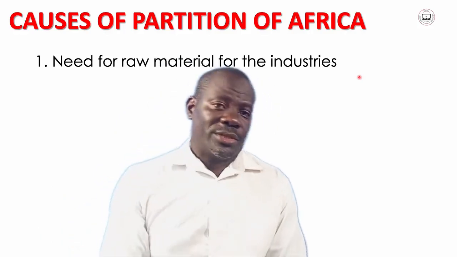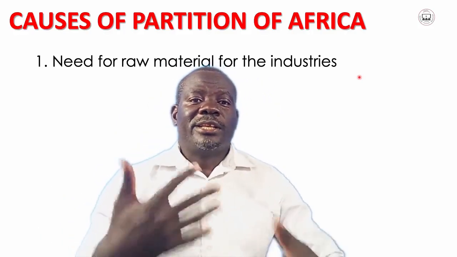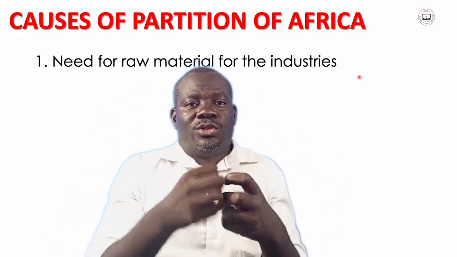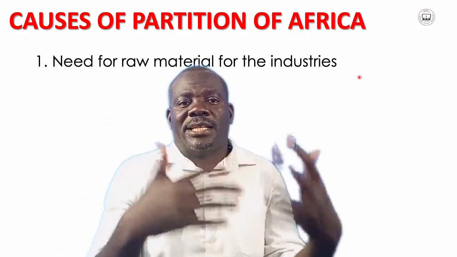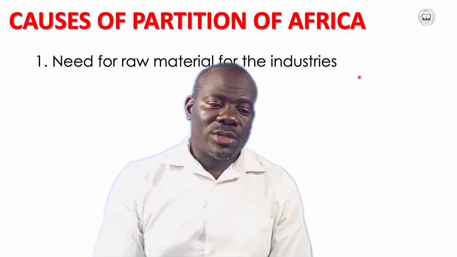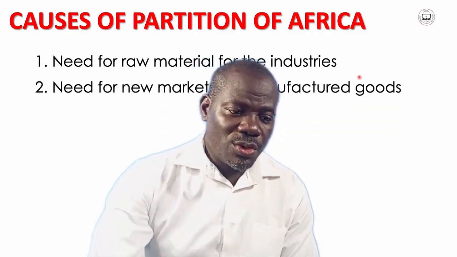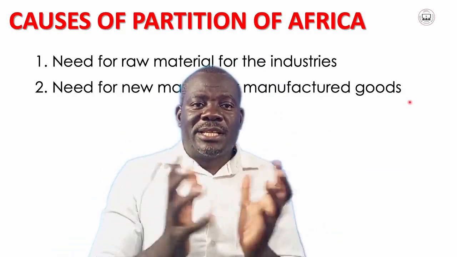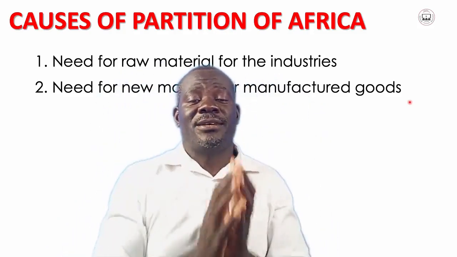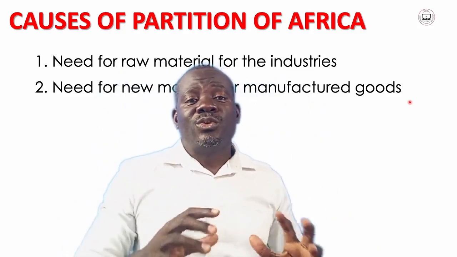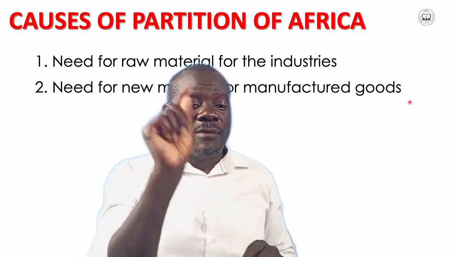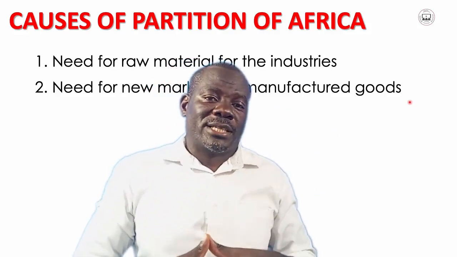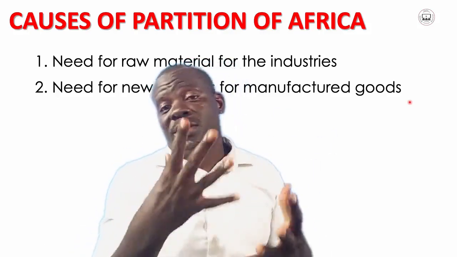But during that period, in Europe, there was the development of industries. So they were looking for raw materials to process in their industries. So number one cause was the need for raw materials. Number two was the need for new markets for manufactured goods. We have said that they had companies and factories in Europe. Therefore, they wanted to open up markets for people to sell their products to. But you have to know that you cannot sell to your enemies.